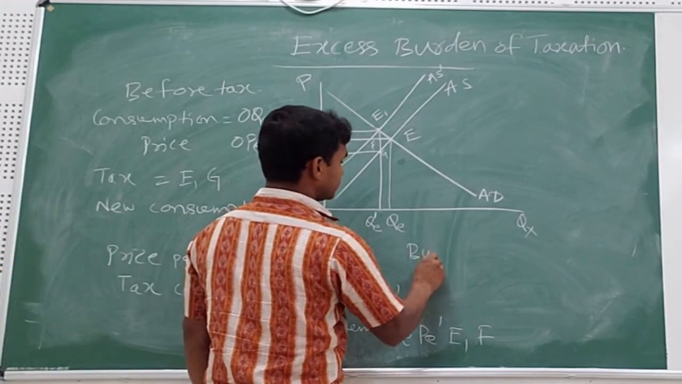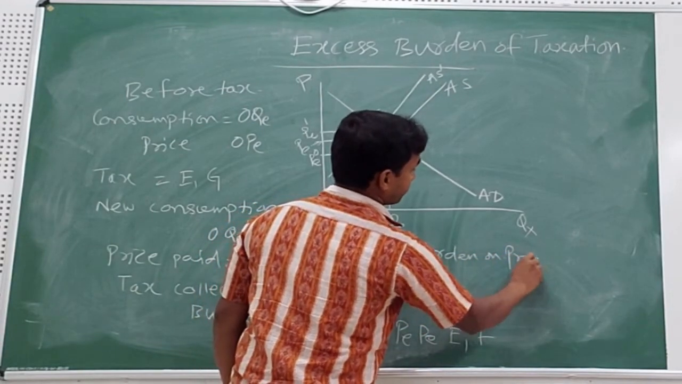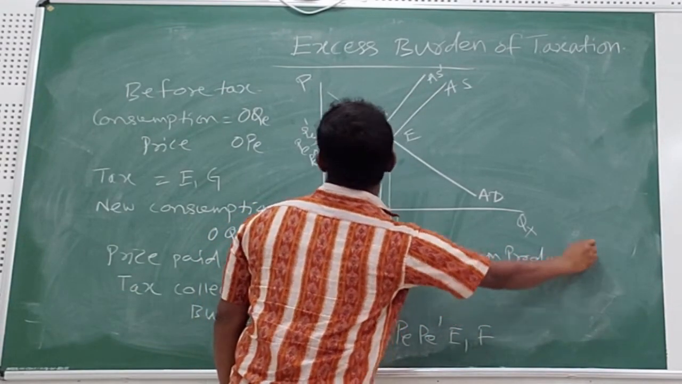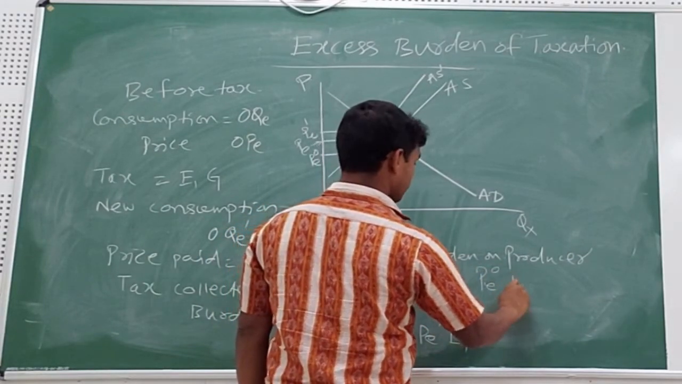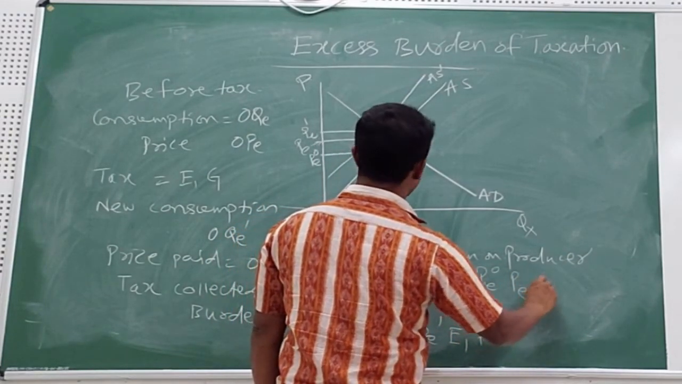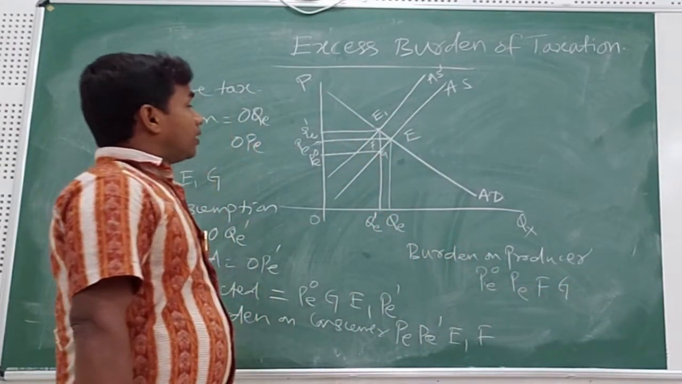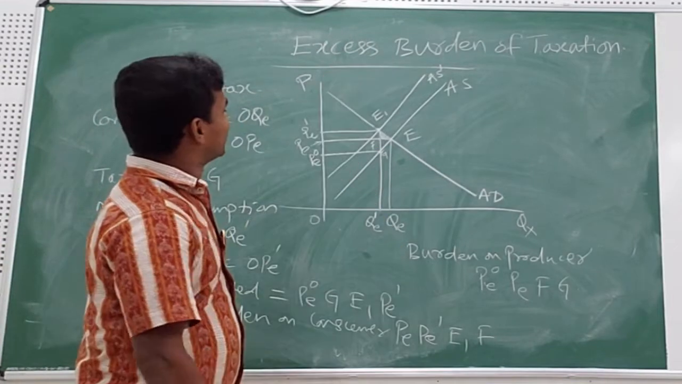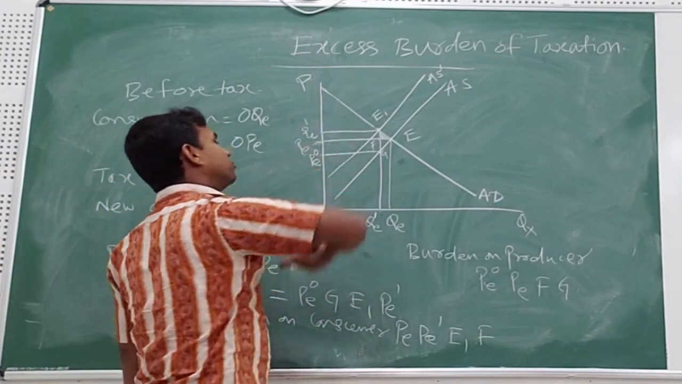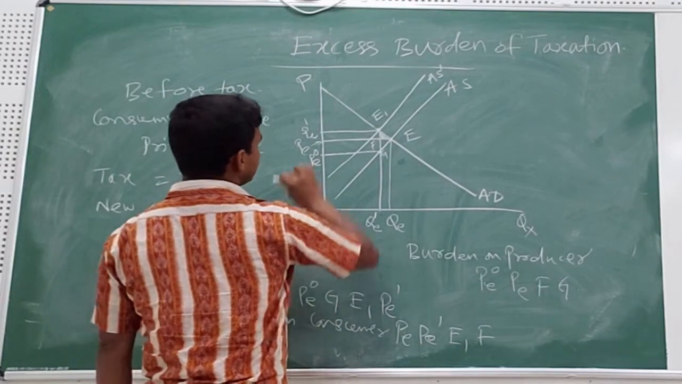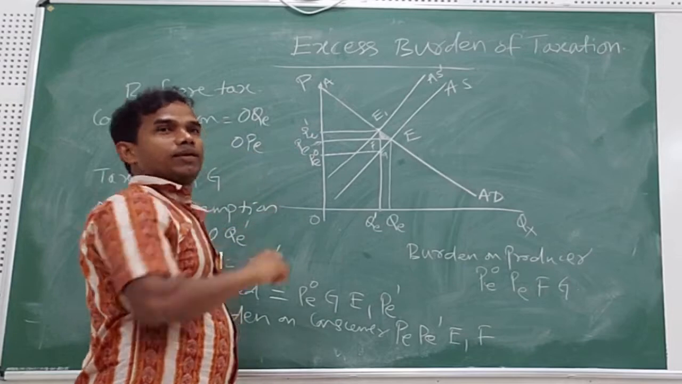And what is the burden on the producer? The burden on the producer is now PE0, PE, F and G. So is there any excess burden? Now let me explain this. You can measure the consumer surplus here. Say you can give a name, say A here. It is touching the point A.